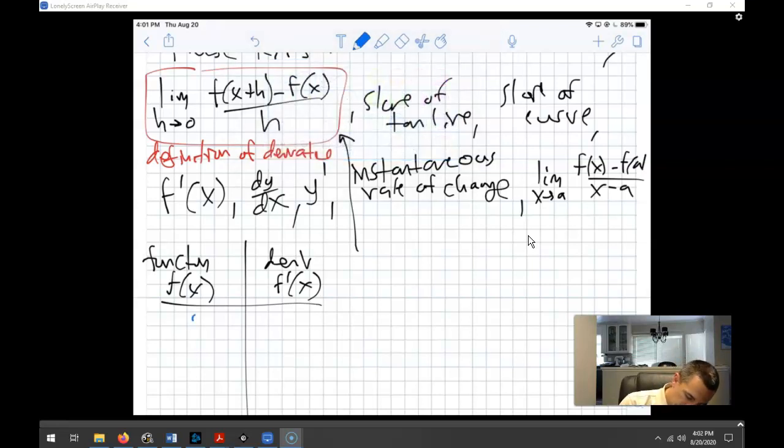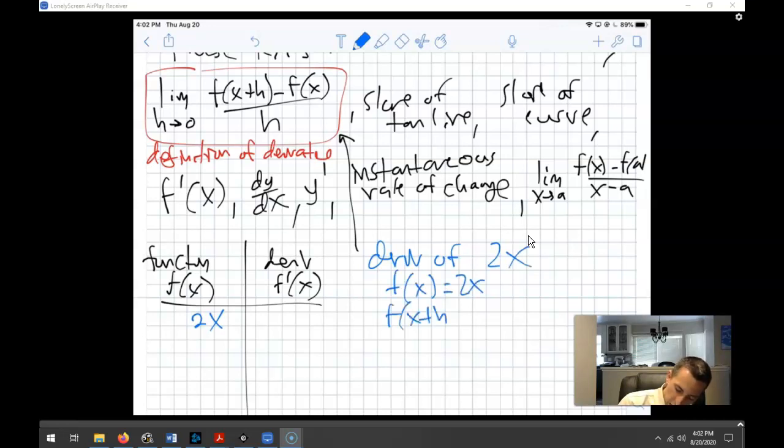Okay, so the first one I'm going to start with is something like 2x. What is the derivative of 2x? If I want to find the derivative of 2x, let's use this limit. So f of x, of course, is just the function 2x. So f of x plus h, you're saying let's plug in x plus h for the x right there. So this becomes 2 parentheses x plus h, also known, of course, as 2x plus 2h.